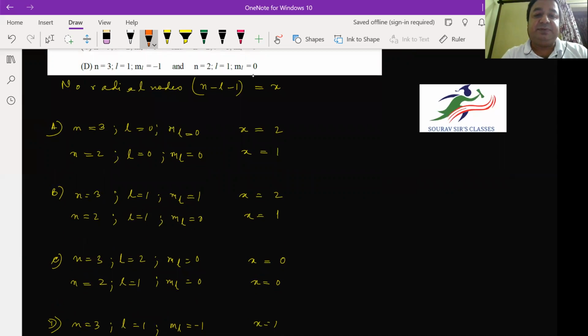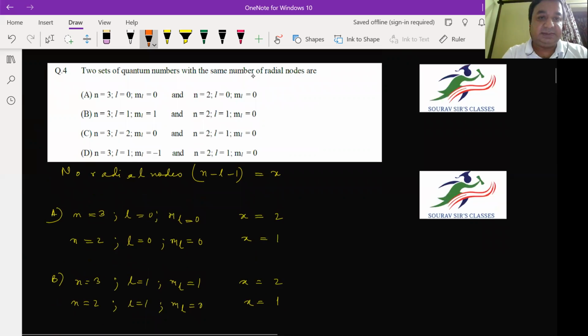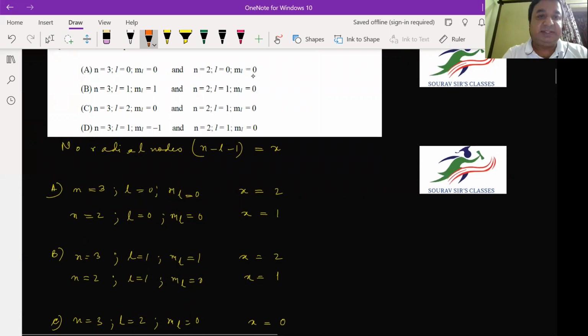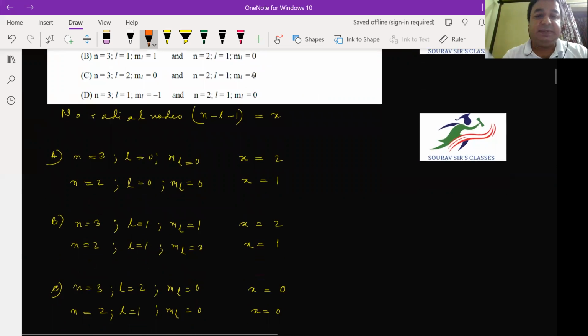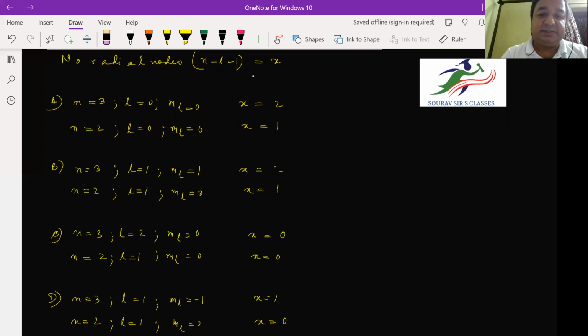For B, again, if you do the calculation, here n is 2, l is 1. N is 3, l is 1. Sorry, I got a correction over there. This is going to be 1. Then again, if we do for n equal to 2, l equal to 1, and then minus 1, this is going to be 0. So there was some calculation mistake over here.